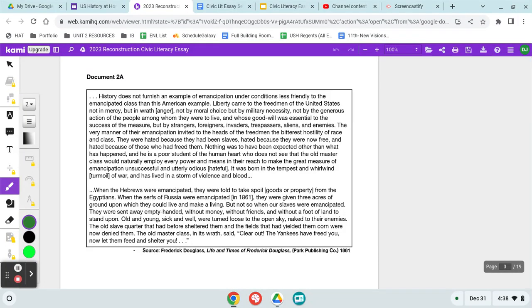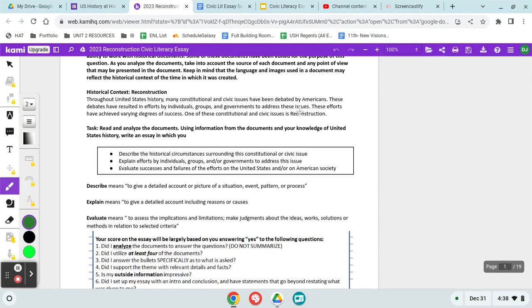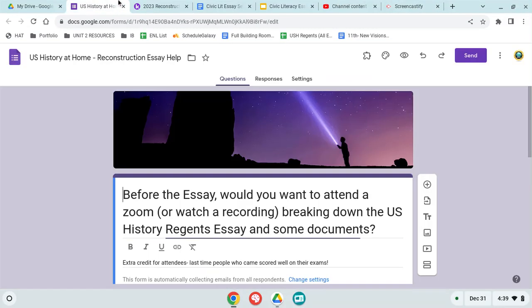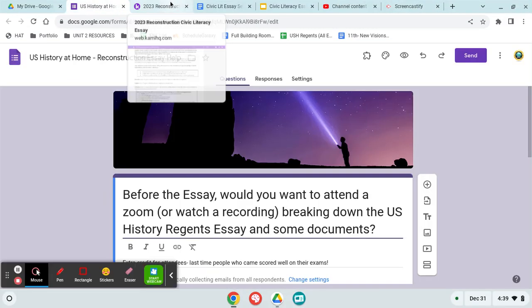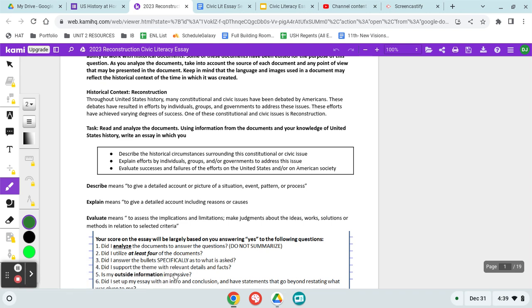And we're also going to go over the number one question that people always have about the Regents, which is, how can I make my writing more analytical? How can I analyze the documents? How can I incorporate outside information? And then finally, I'll make a paragraph using one of the example documents. This way, if you happen to miss the U.S. History at Home session, you can still get a lot of this information here.